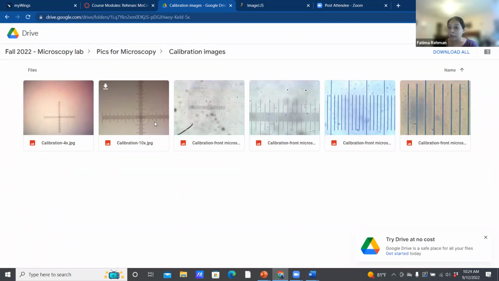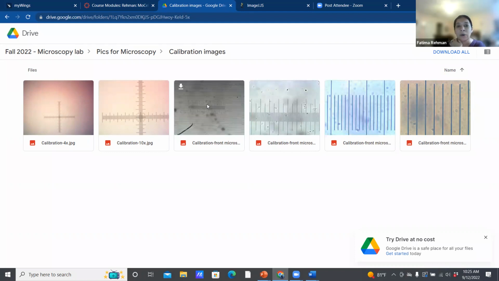Now, when we are calibrating our images, there are certain things we need to keep in mind. Each microscope can have slightly different or very majorly different calibrations, depending on the ocular micrometer and the magnification of our ocular lens. So you have to take the images of your stage micrometer using the same microscope and the same magnification as your data images. Because I used the front of the lab microscope to take the images that you got today, I'm giving you the calibration images also taken at the front of the lab, the same microscope using the different lenses.